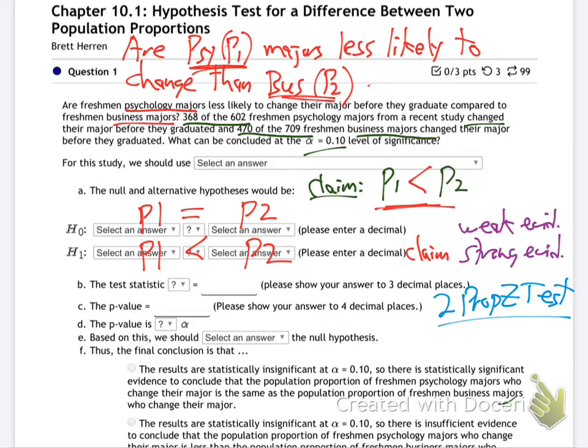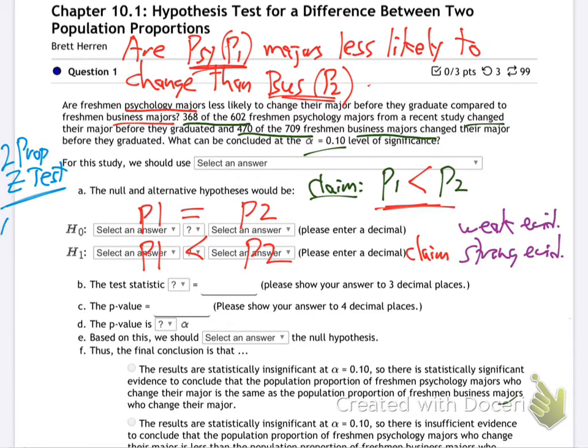Yeah, so what we get, I've got to have a little more room for that, so I'm going to bring it over here. So 2 prop Z test, and it's asking for X1, N1, X2, N2. Okay, so what do you think is going to be X1 and N1? Psych majors. Yeah, it's getting the information right here about the psych majors, which is 368 out of 602. So 368 out of 602, that's the N, that's the total psych majors.